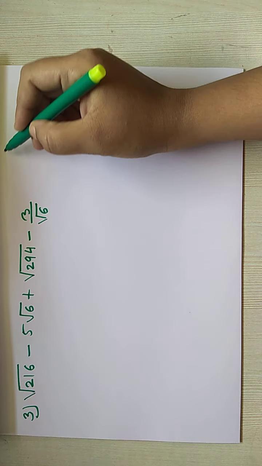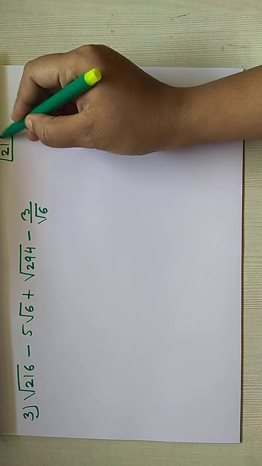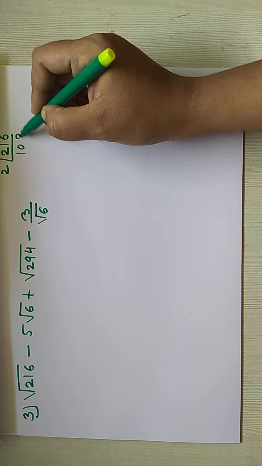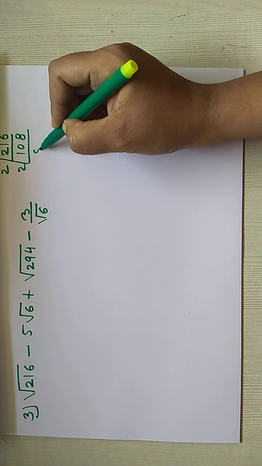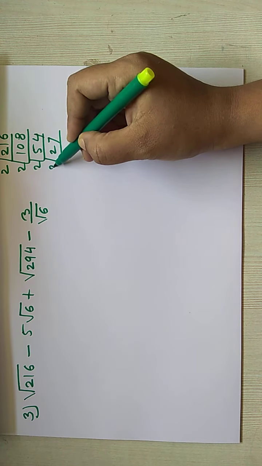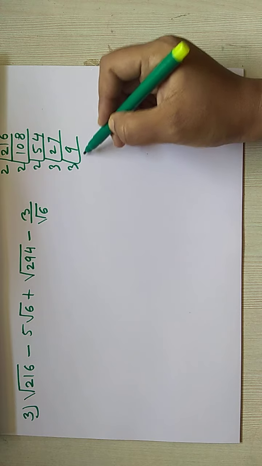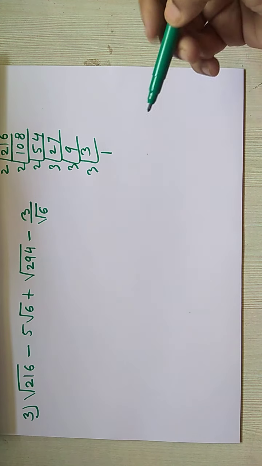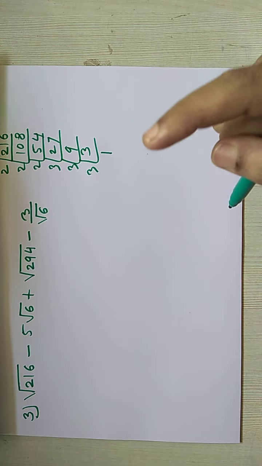Let's try 216. 2 1s are 2, 2 0s are 8... 2 5s are 4... 2 7s are... 3 9s are... 3 3s are. 3 1s are. Okay, now whichever numbers are in pairs, you write them together.